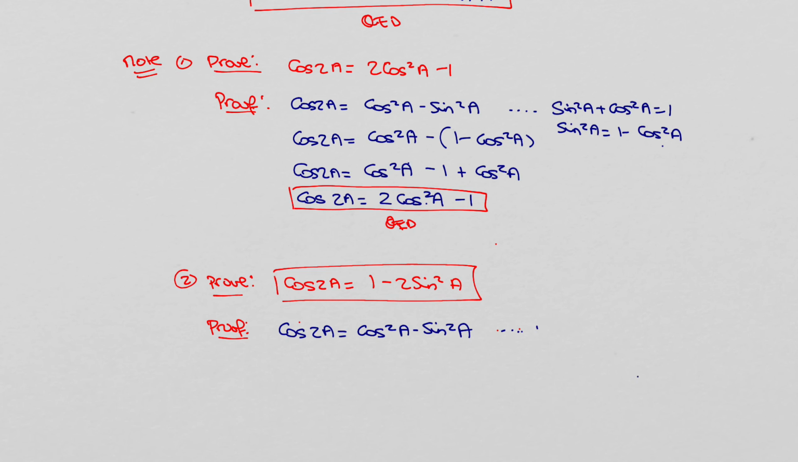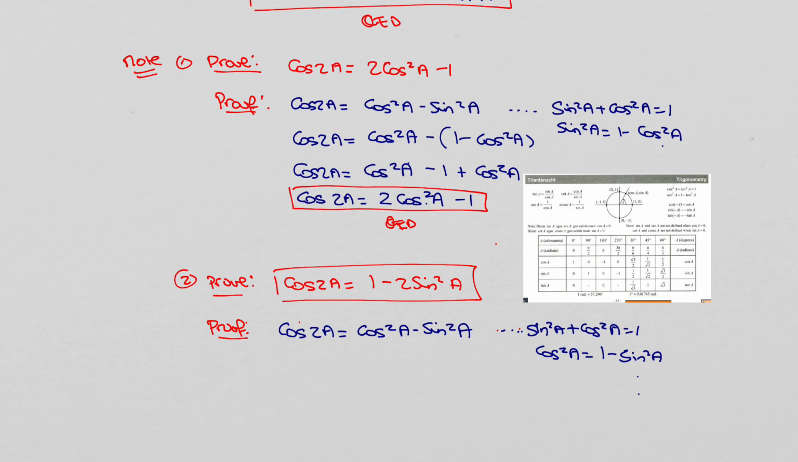And I say, but sine squared a plus cos squared a is equal to 1. And therefore, cos squared a is equal to 1 minus sine squared a. And if you can't remember that, we can find it on page 13 in our tables. So this one here. Okay. So therefore, subbing in, we end up with cos 2a is equal to 1 minus sine squared a instead of cos squared a minus sine squared a, which gives us cos 2a equals 1 minus 2 sine squared a. Done.